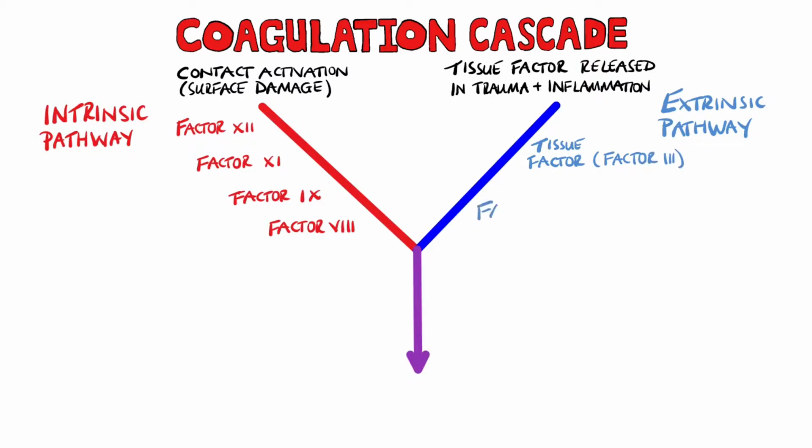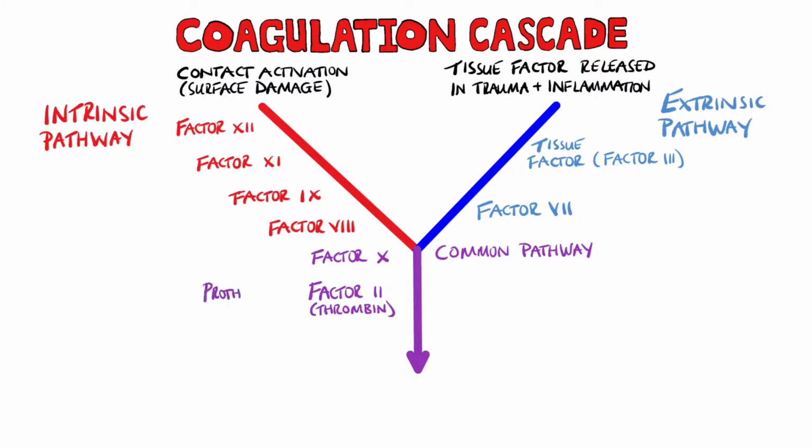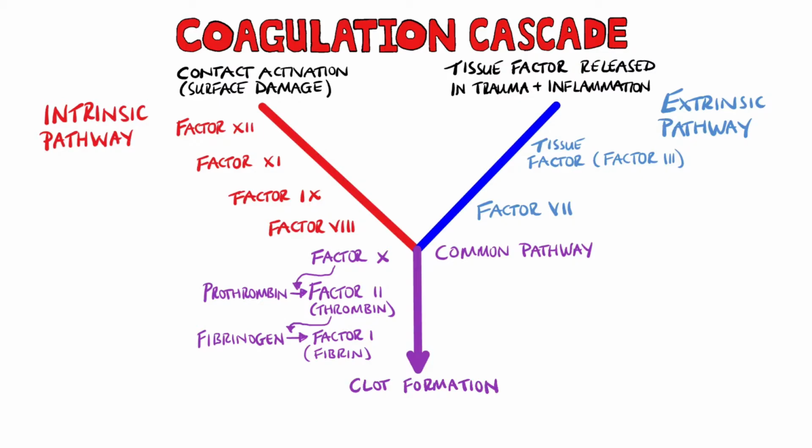Tissue factor and activated factor 7 form a complex together that can then activate factor 10. As you can see, the factor 7 and tissue factor complex, as well as factor 8, both activate factor 10, and this is therefore where both pathways meet and become the common pathway, shown in purple. Activated factor 10 causes prothrombin to become active thrombin, known as factor 2, which then cleaves fibrinogen into fibrin, also known as factor 1, and ultimately leads to clot formation.